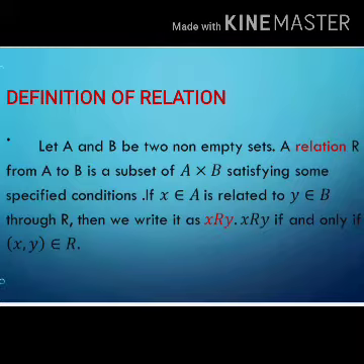Definition of relation. Let A and B be any two non-empty sets. A relation R from A to B is a subset of A cross B, satisfying some specified conditions. If X belongs to A is related to Y belongs to B through R, then we write it as X capital R Y. X capital R Y if and only if X comma Y belongs to R.